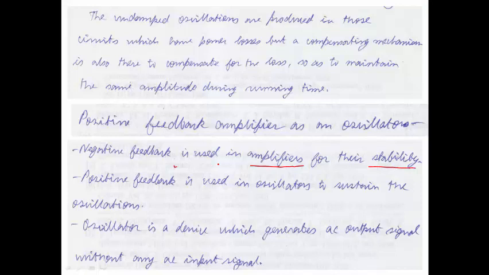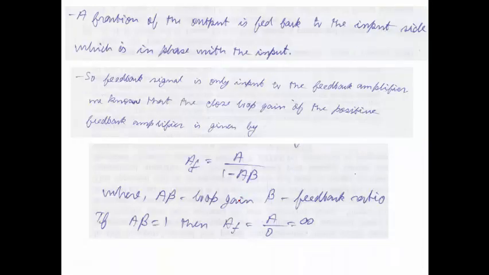However, we do use another feedback, which is positive feedback, to design one circuit called an oscillator, and this will give us sustained oscillations for all time to come. An oscillator is a device which generates an AC output signal without any AC input signal. We already reviewed this statement earlier: an oscillator does not require any AC input. Now a fraction of the output is fed back to the input, in phase with the input. This is the typical characteristic of positive feedback.